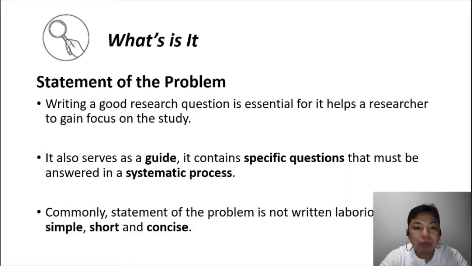So within the statement of a problem, we have specific questions that we formulate ourselves that we need to answer. Okay, so of course we answer it in a systematic process. Commonly, a statement of the problem is not written laboriously but is simple, short, and concise. Again, like any part of the research process itself, the statement of the problem should also be simple, short, and concise. So direct. Okay.